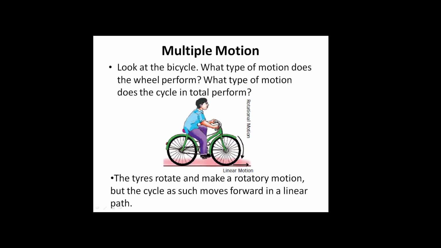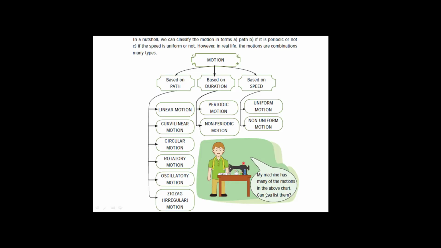Multiple motions. Look at the bicycle. What type of motion does the wheel perform? What type of motion does the cycle in total perform? The tire rotates and makes a rotatory motion, but the cycle as such moves forward in a linear path. In a nutshell, we can classify motion in terms of A, path; B, whether it is periodic or not; C, whether the speed is uniform or not.